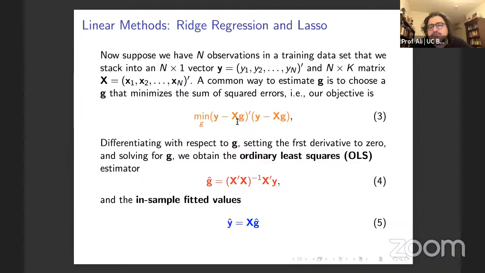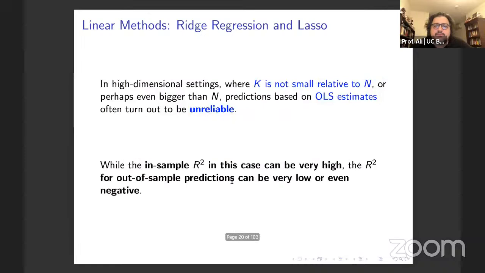The beauty of this method is that it is simple. It's easy to understand what's going on inside the method, because I have a closed form solution for this equation, which is X transpose X inverse times X transpose Y. So this is very good because I can easily understand what's going on in this linear method.